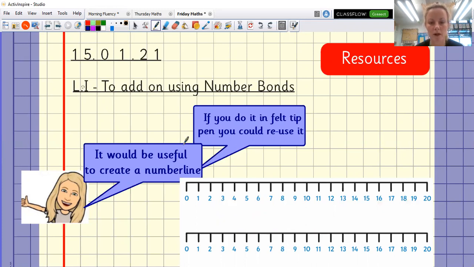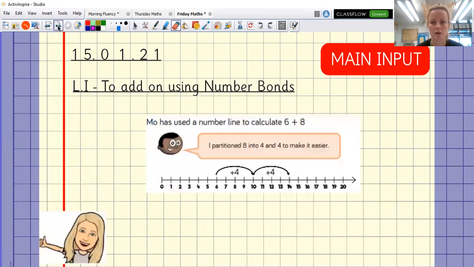Okay, well done for making your number line. Hopefully you've made sure that between each number there is an equal gap, because you don't want to have 1, 2, 3, 4, 5 like that on your number line. You want to try and keep it nice and even as best you can. I know that's quite tricky, especially if you don't have a ruler at home. Hopefully your adult could have helped you.